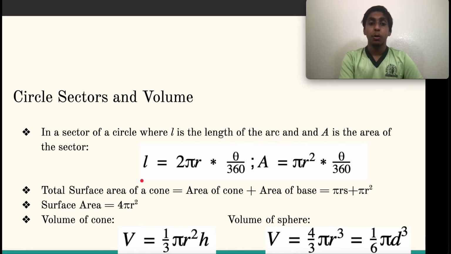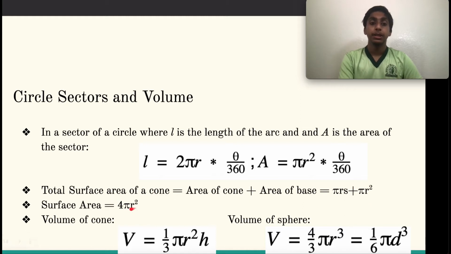Now here we have some cone and sphere formulas. The total surface area of a cone is going to be the area of the cone plus the area of the base. So make sure to add both of them when they ask for the total surface area of a cone, because the base is also part of the area. So here we're going to have pi times radius times s. The s is going to be your slant height, the height of the cone on the slant. And that's going to be added with pi r squared, which is simply the area of a circle, the base.